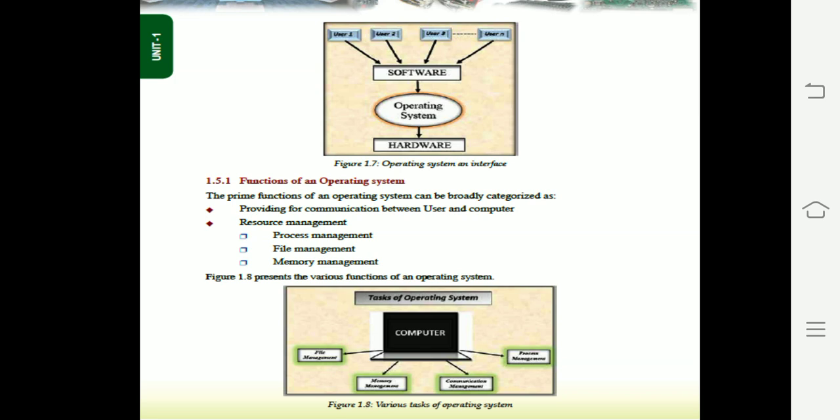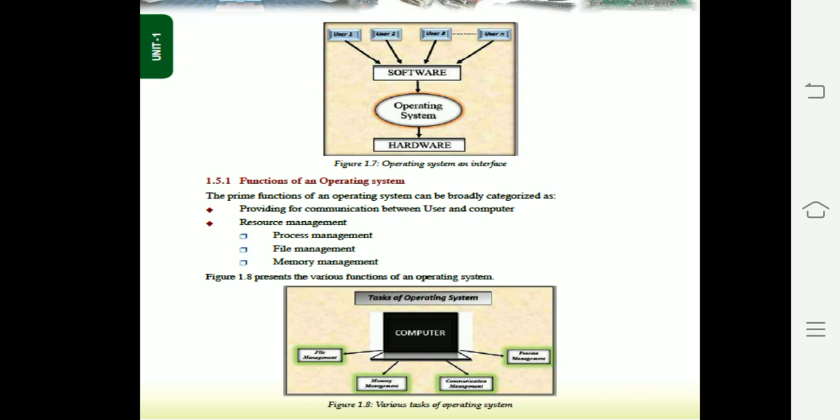Now, if we count the functions of an operating system, what are those? First of all, the processes which are done by our system. Second, file management and memory management. These are the resources that are managed by the operating system. Next, it also provides communication between the user and the hardware machines, because it works as the medium of communication. The computer does not understand our language and we do not understand its binary language, which is in the form of zeros and ones.